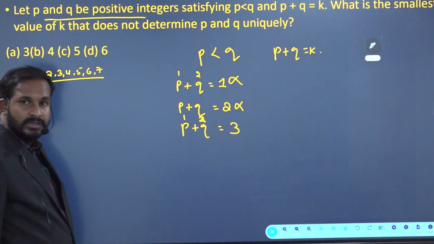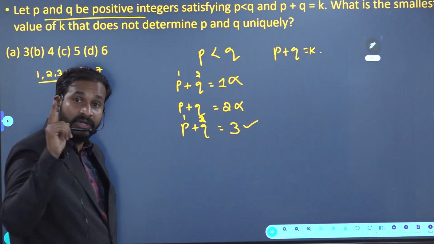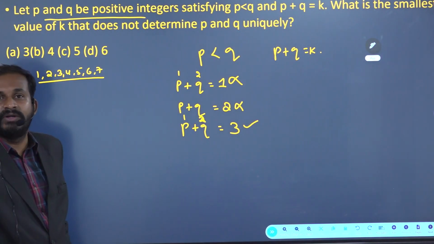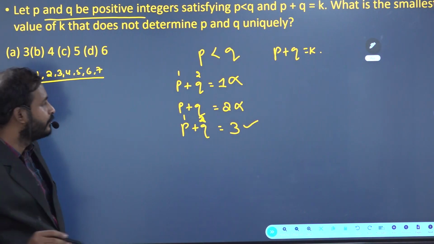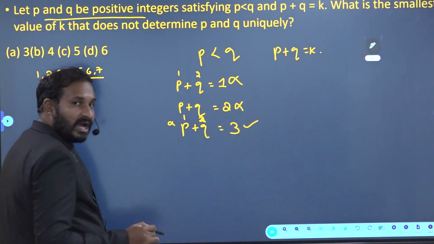So what are the values of p and q I can take? 1 and 2. 1 and 2. There is a possibility and there is only one value. This unique solution is possible. That means the p value is 1, the q value is 2. But we don't require a unique solution here. Okay, so this is not our answer. Possibility is there, but this is not our answer.